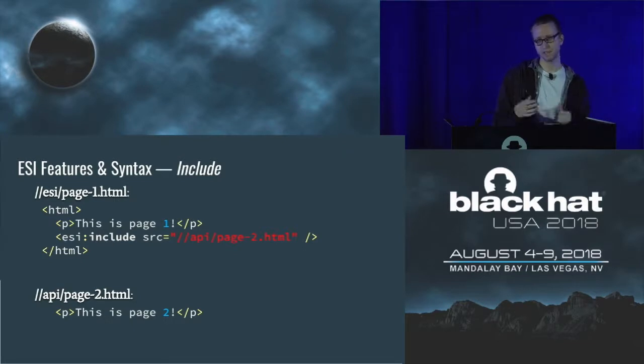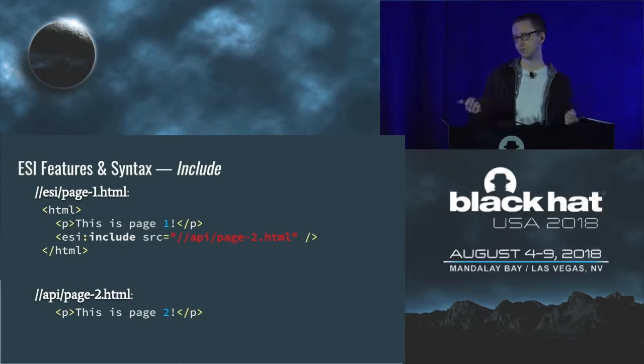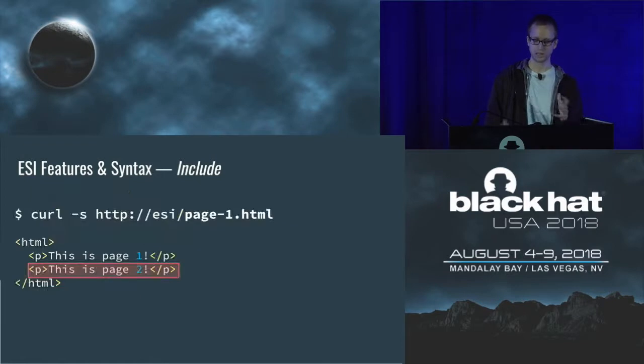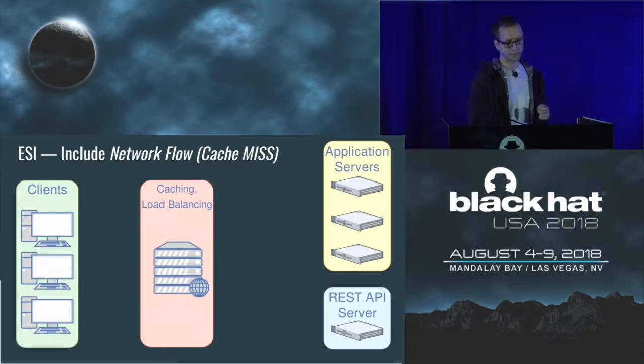If it's a cache miss, meaning the content of page two is invalid, or the caching server has never seen that file, it's going to request this file. It's going to do a GET request on /API/page2.html. So when you request page one, either way, you're going to have the content of page two in the HTTP response. Now to illustrate how this works, let's look at a very brief diagram.